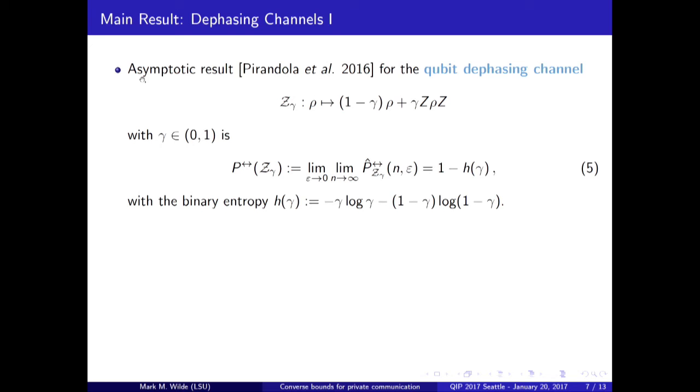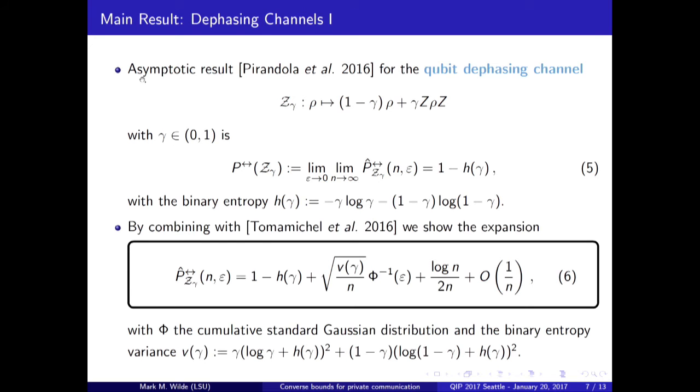So in a prior work, this bound was presented for the dephasing channel. So the dephasing channel is one where either the qubit gets through with some probability or a phase flip is applied with the complementary probability. And this is a weak converse bound that was presented. And by combining our proof techniques with prior work of Marco and his colleagues, we can show this expansion of the non-asymptotic private capacity of the dephasing channel.